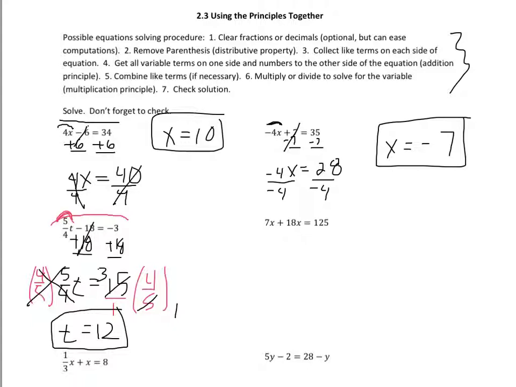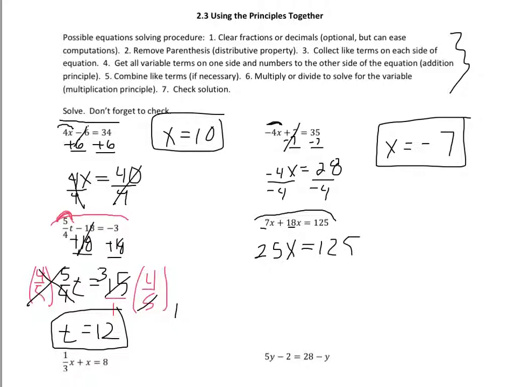Okay, so in this next one, notice we have two variable terms on one side, so we want to combine these like terms. We want to collect these up. If we have 7x plus 18x, this gives us a grand total of 25 x's. Once again, we're adding the 7 and the 18 to get that 25, and these are like terms because they both have x's to the first power. That's going to equal 125.